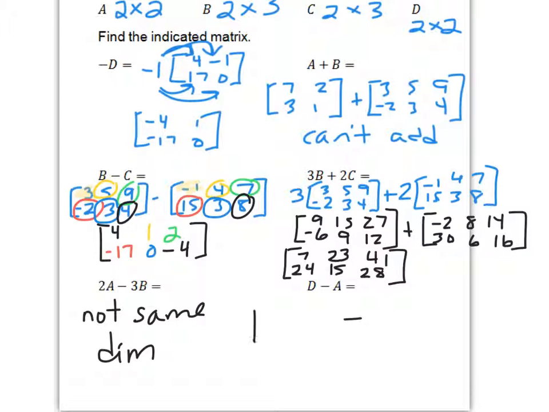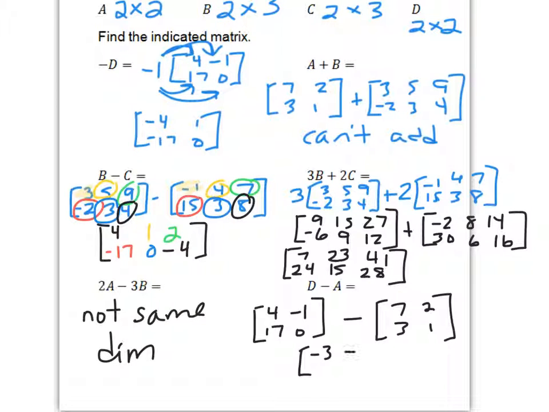So D is 4, -1, 17, 0. A is 7, 2, 3, 1. So 4 minus 7 is -3. -1 minus 2 is -3. 17 minus 3 is 14. And 0 minus 1 is -1.